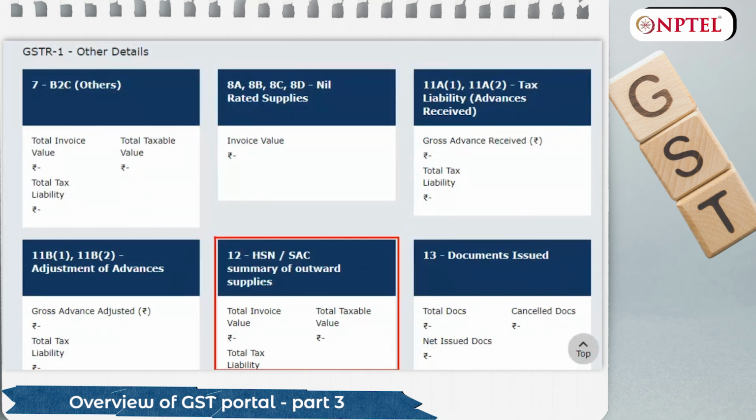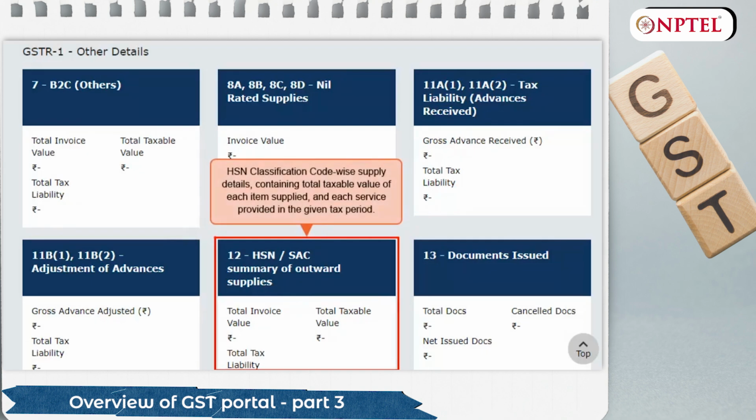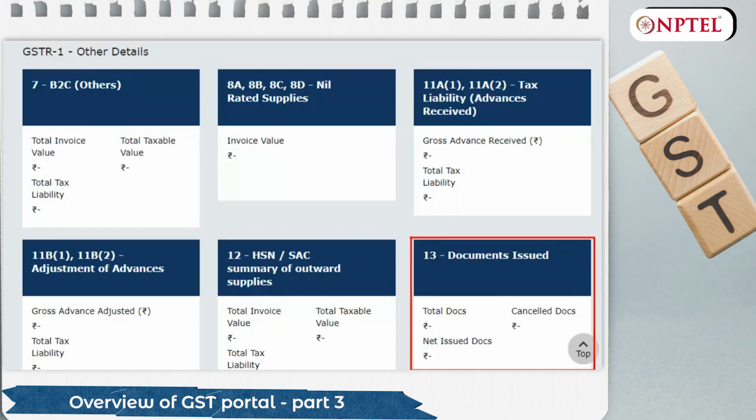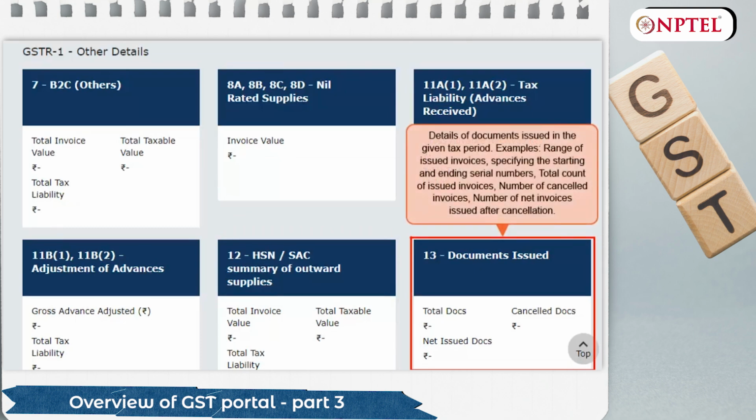Next, the HSN-wise summary of outward supplies will capture the HSN classification code-wise supply details. This tile captures the total taxable value of each item supplied and each service provided in the given tax period. Finally, the documents issued tile captures the details of documents that might be issued by you in the given tax period. Examples of such documents are the invoice range, specifying the starting and ending serial numbers of invoices issued, total count of invoices issued, number of invoices that were cancelled, and the number of net invoices that were issued after cancellation.